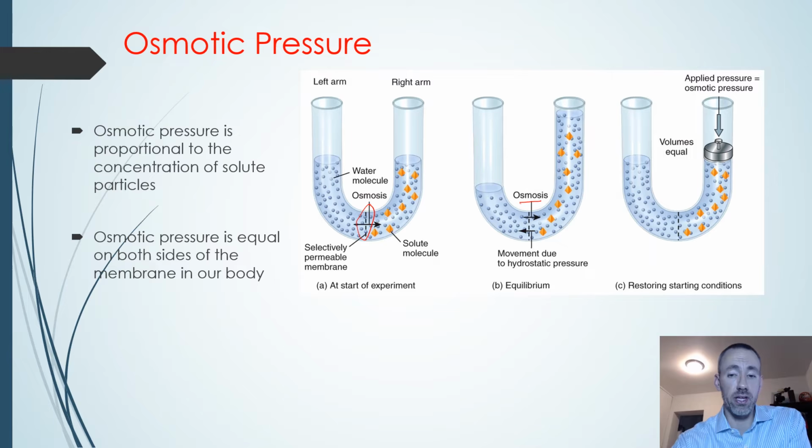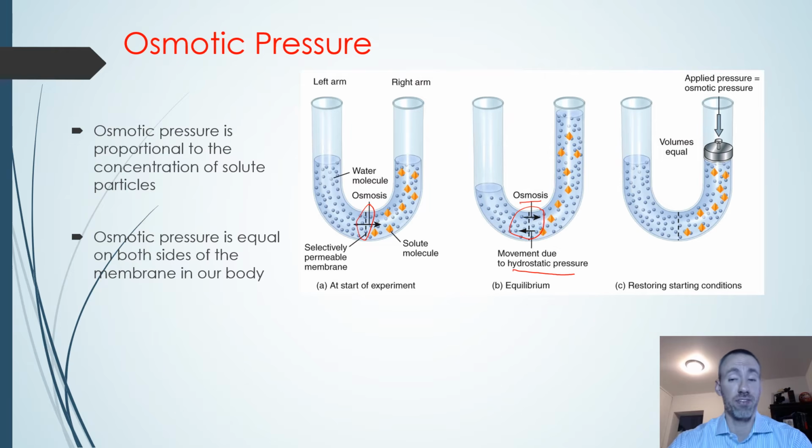The column of water on the right arm starts to go up, and as it goes up, that's going to exert a hydrostatic pressure that's going to oppose osmosis. So what we have is our hydrostatic pressure opposing the osmosis. You see two equal arrows there to indicate osmosis going towards the right and hydrostatic going towards the left, and we've reached an equilibrium in terms of pressure.